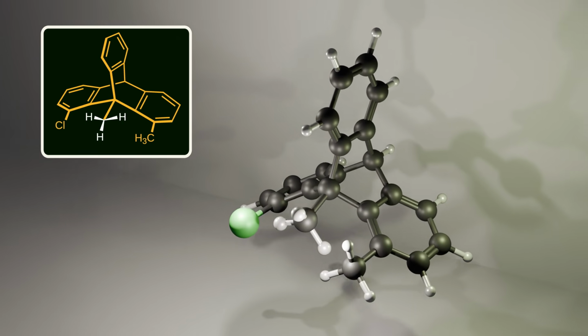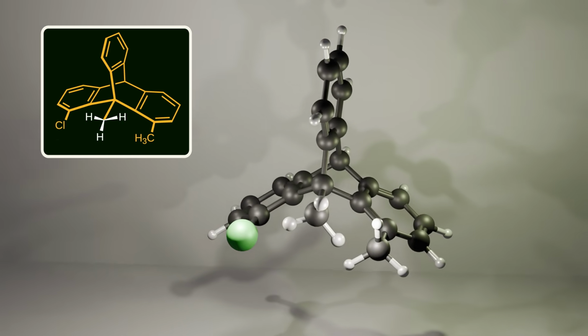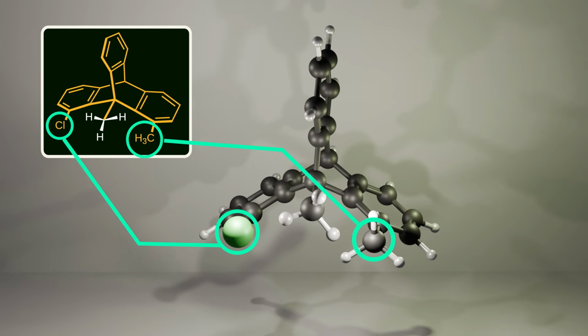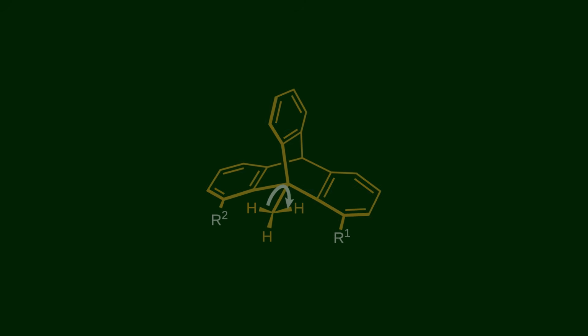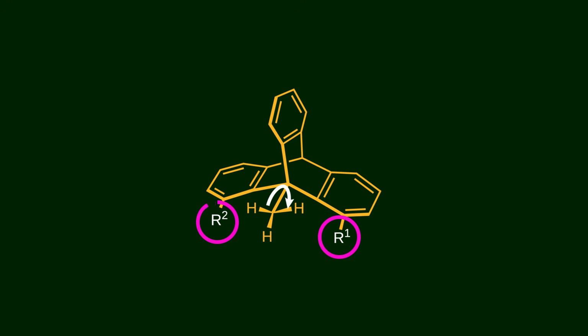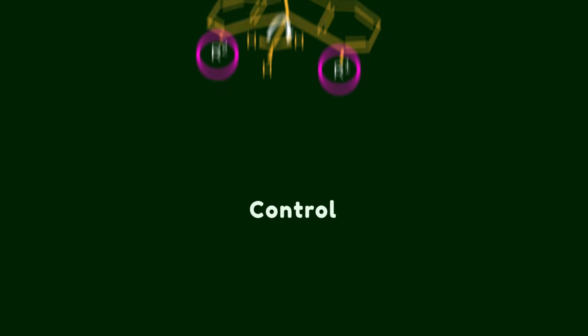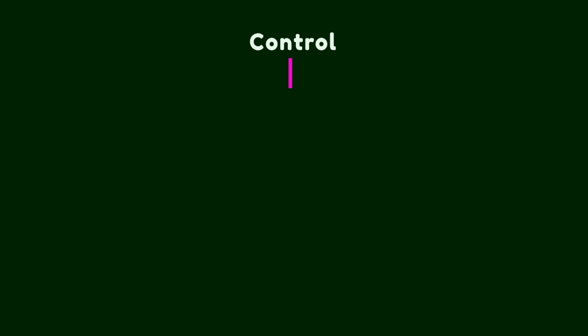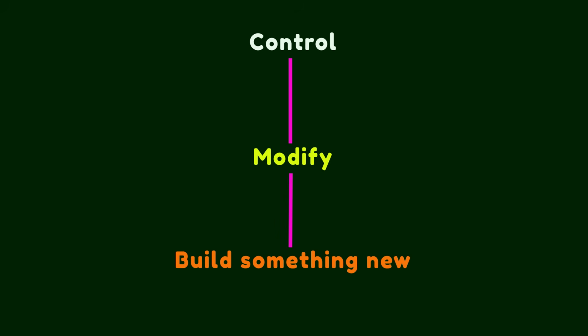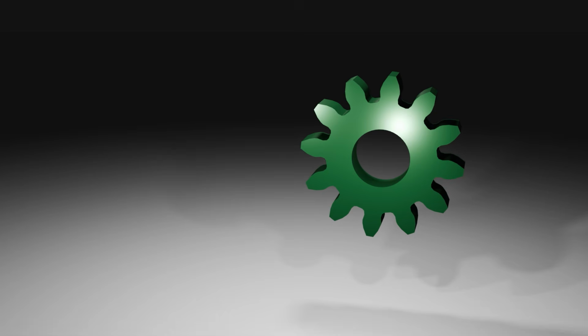Look at these 2 substituents on the phenyl rings. They act as blockers that restrict the rotation of the methyl group. Interestingly, we can control the rate of rotation by using different substituents on the phenyl rings and creating different levels of steric hindrance. Here is the bottom line. If we can control something, we can modify it and build something new. Now let's go back to the macroscopic world.